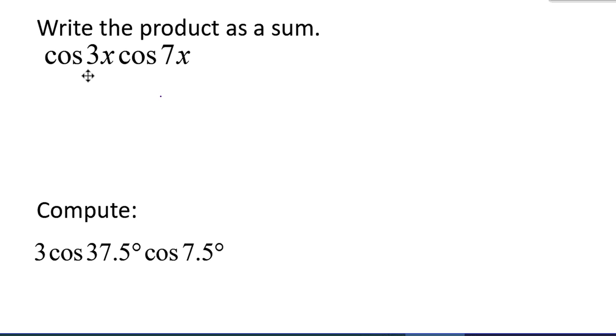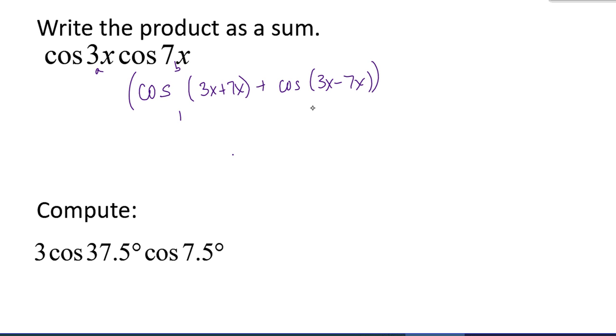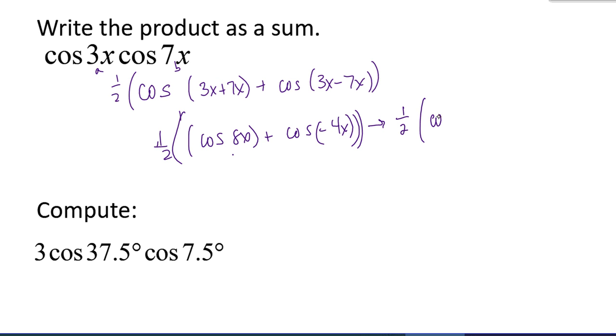Okay, a couple more examples. Cosine means here's my A, here's my B. That'll be cosine of 3x plus 7x plus cosine of 3x minus 7x, times 1/2. So 1/2 cosine of 8x plus cosine of negative 4x. But we know that we can drop that negative when it's on cosine. When it comes to sine, it's not going to drop off. It's going to move out in front. So cosine of 8x plus cosine of 4x.